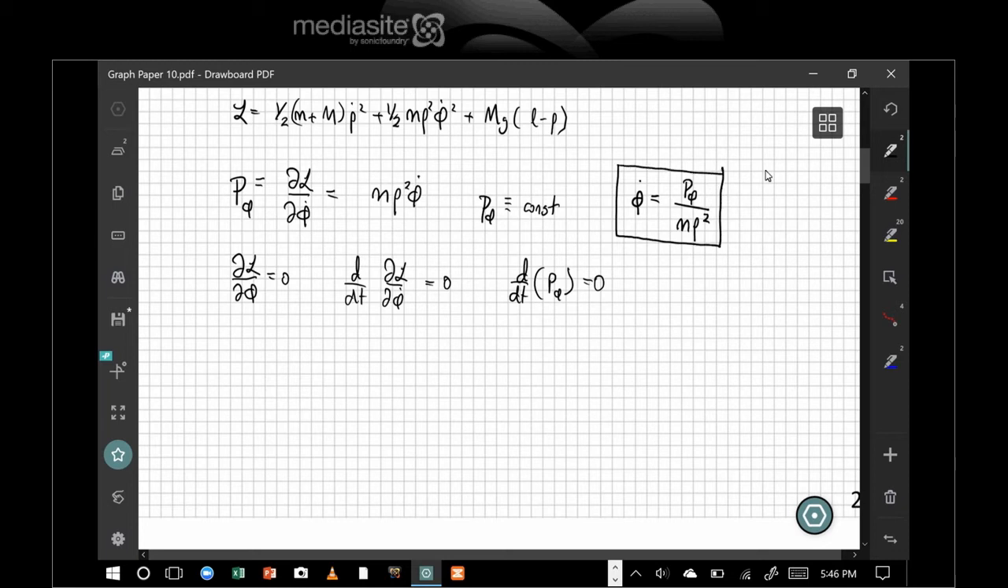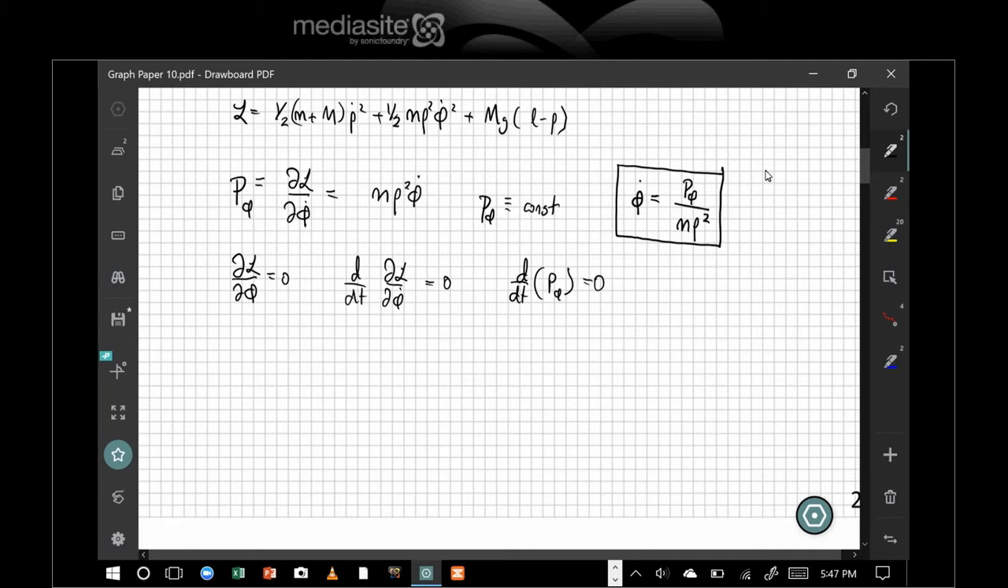Now you might say, well, what is p sub phi? Well, p sub phi depends on my initial conditions. What I'm going to do is give this thing an initial rho and an initial phi dot, and from that I can calculate p sub phi. That's just the initial angular momentum of the system, and that won't change.